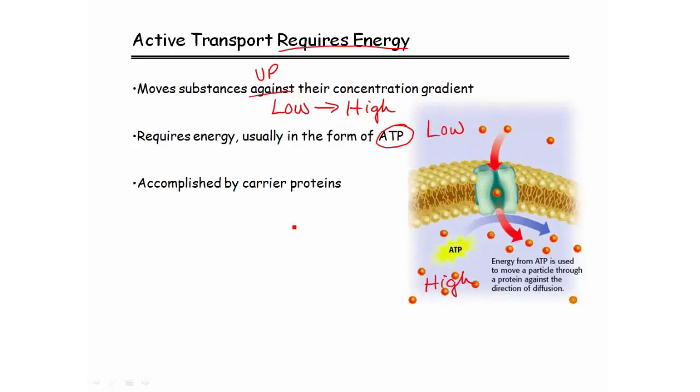We cannot use channel proteins here. Now the problem with the channel proteins is going to be that if we simply open a tunnel, the molecules are going to want to flow in the other direction. So if we open up a tunnel, they're going to flow high to low, which is exactly what we don't want to happen here. So we really are limited to the carrier proteins in this case.